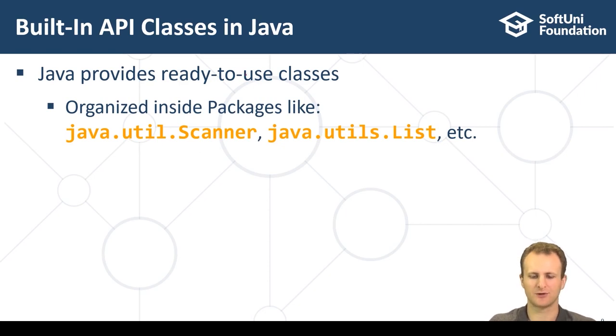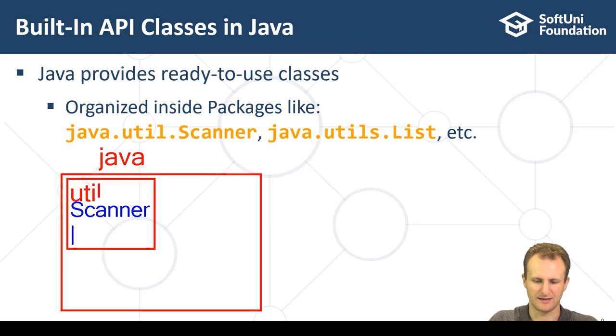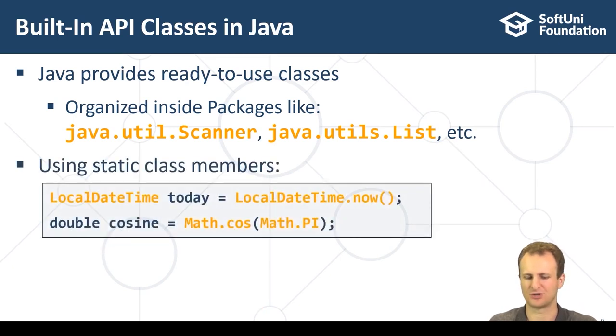Okay, so what are those classes and how can we find them? Well, Java has so-called packages. So when you're looking for something, it's usually in some sort of package inside the general Java package. java.util.Scanner is where the Scanner class, which we use to read from the console, is located. And java.util.List is where the List class is located. So basically Java structures classes in packages, and you have a big package called java, and inside it you have a package called util, and inside util you have classes like Scanner, like List, and a lot of others. So that's basically what Java uses for structuring the code you have in the Java libraries.